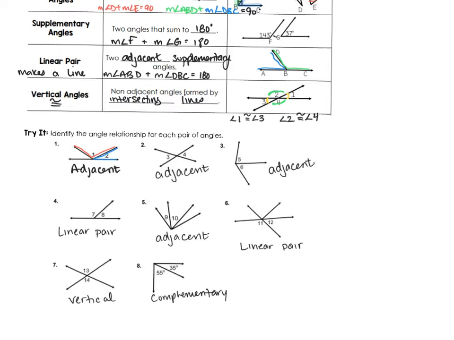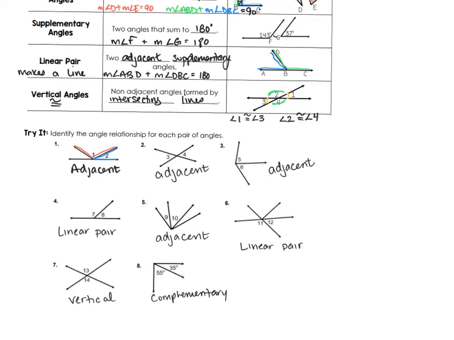All right, did you pause the video? I hope you actually paused the video and tried these problems. Here are the answers. For some of these, you could have more than one right answer. So for example, for number 6, these are a linear pair, but our definition for linear pair means that they are adjacent and they are supplementary. So we could say all 3, but just saying they're a linear pair is enough information.